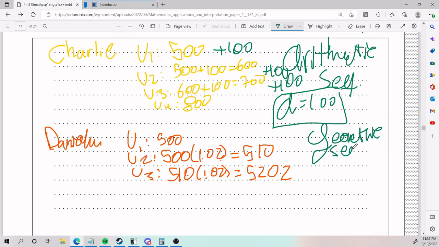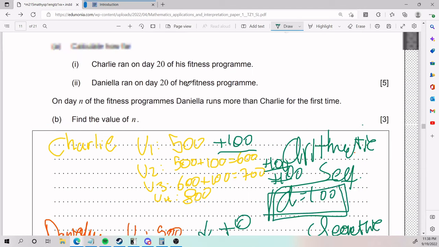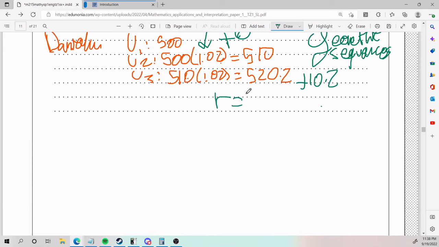Again, I'm pulling out fancy math words, but you need to understand the intuition of how each of them increases. The one on top is plus 100 each time. The one on the bottom doesn't increase by a flat number. Here it was plus 10, here it was plus 10.2, and later on it's going to be something like 10.8 maybe. It doesn't increase by the same amount each time, because there's a certain rate applied to it, a 2% each time. That is useful to identify geometric sequences and know how to approach this. So the one on top has d equals 100. The one on the bottom, the 2%, is going to be r equals 1.02.